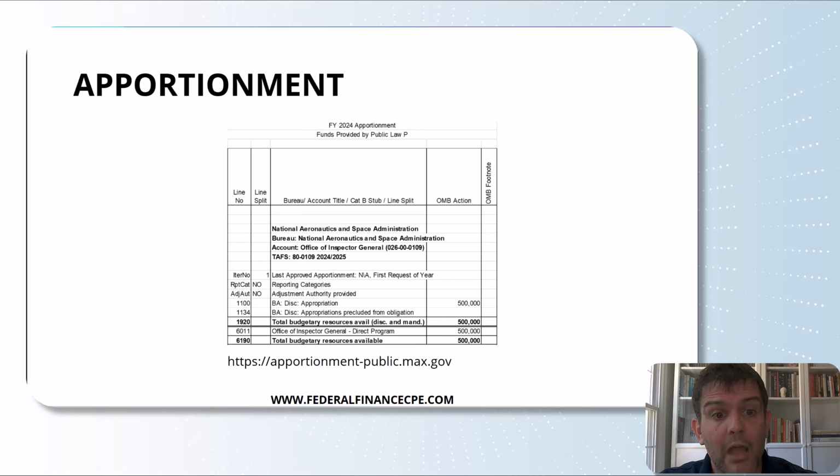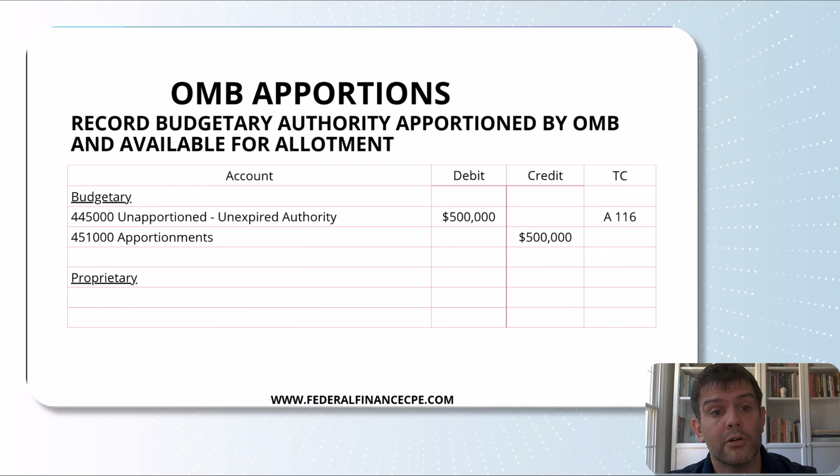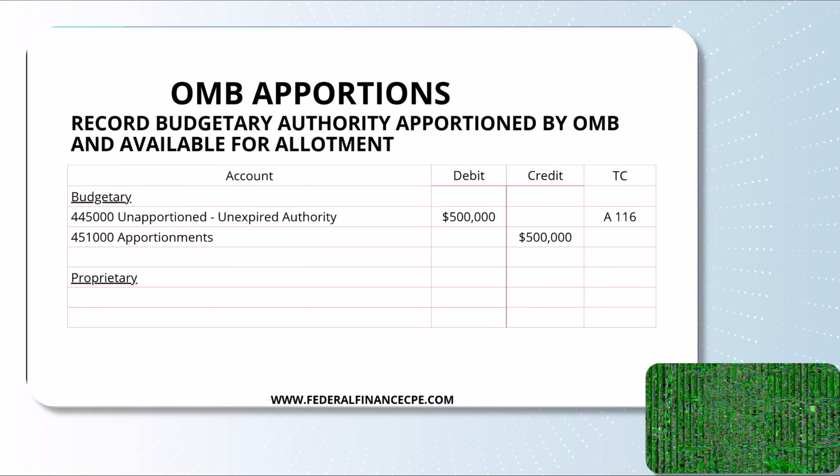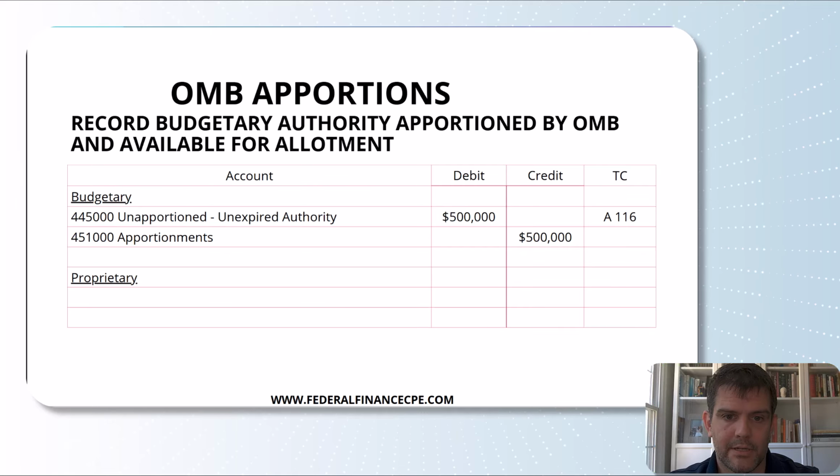Oh, great. We received our apportionment, which is OMB saying, okay, you have your $500K for your 2 years, and it's for your Office of Inspector General. Easy day, right? So now we're going to record our apportionment. So here we use transaction code A116, and we're going to be debiting our 4450, our unapportioned, unexpired authority, and we're crediting our 4510, our apportionment. See, we're moving that balance from unapportioned to apportioned, right?